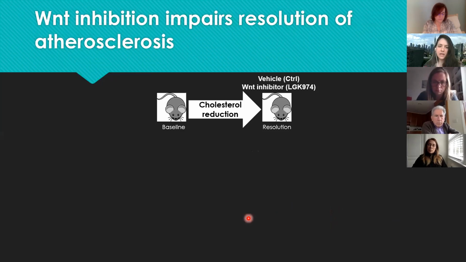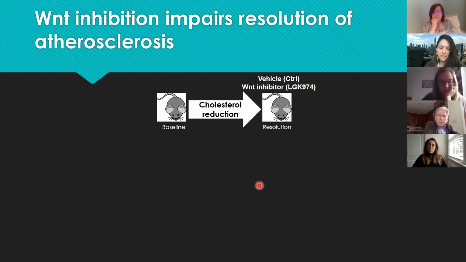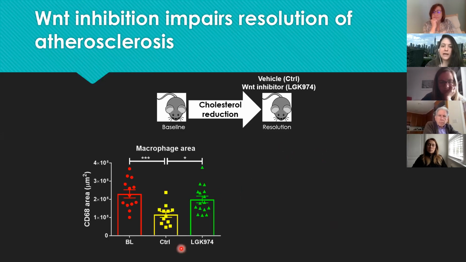of atherosclerosis? So we did another regression model in which we had, again, baseline hyperlipidemic mice, and 2 groups were then subjected to cholesterol lowering regimes, with 1 group treated with a Wnt inhibitor called LGK974, and the other group treated with a vehicle as control. This Wnt inhibitor actually inhibits the secretion of Wnt, so the availability of the endogenous Wnt that is being produced. When we looked at macrophage content of the plaque, we see that in control plaques, there is a clear reduction in macrophages in the plaque, but this was impaired in the Wnt inhibitor group.